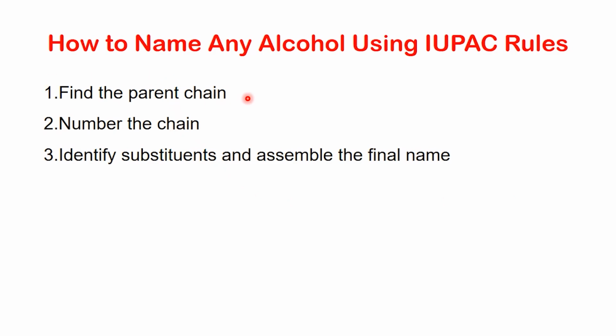Step 1. Find the parent chain. Step 2. Number the chain. Step 3. Identify substituents and assemble the final name. If you apply these steps carefully, you will be able to name almost any alcohol.